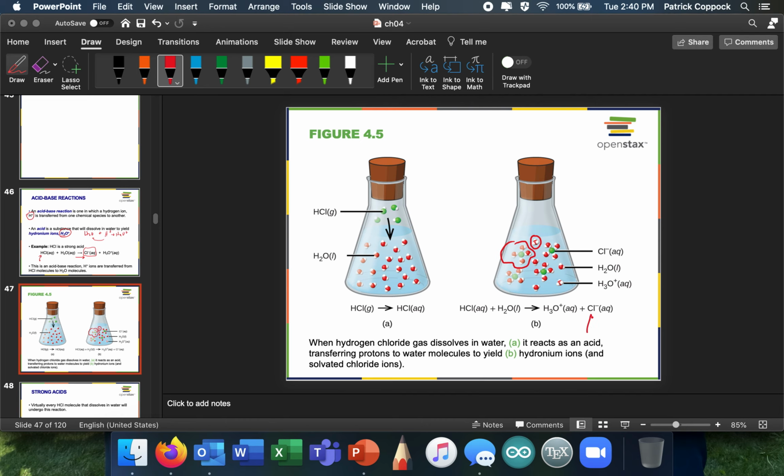There's my aqueous chloride right there. Can you see it's aqueous because it's surrounded by water molecules? Right? And there's my H3O+. Okay? H3O+. And that's also dissolved in water, right? It's not water. It's like water, but it's not. So it's dissolved in water, and we call it H3O+.